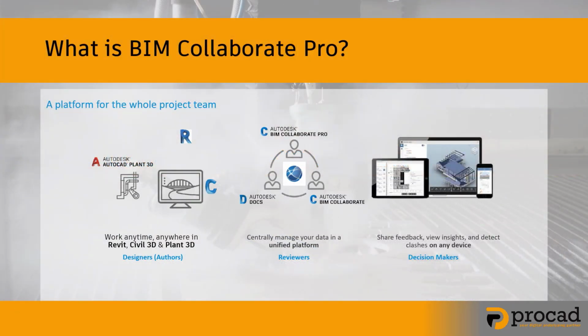Autodesk BIM Collaborate Pro is a platform for the whole project team. That includes designers such as architects, engineers and subconsultants, coordinators such as project managers, BIM and VDC managers, and BIM and CAD specialists, and decision makers including principals, project owners and clients.